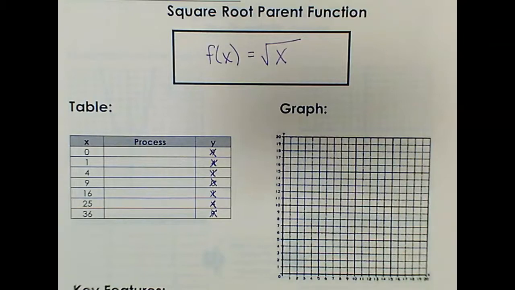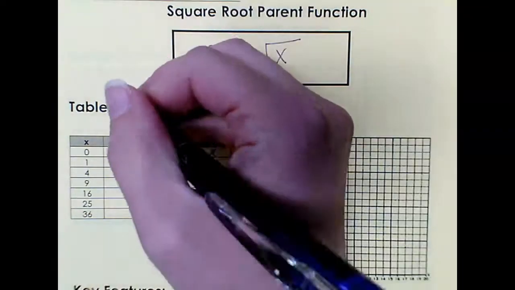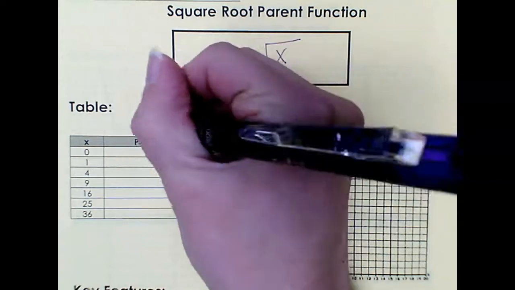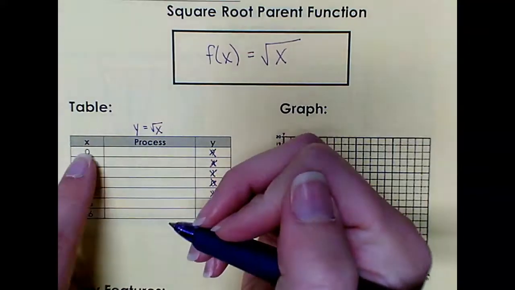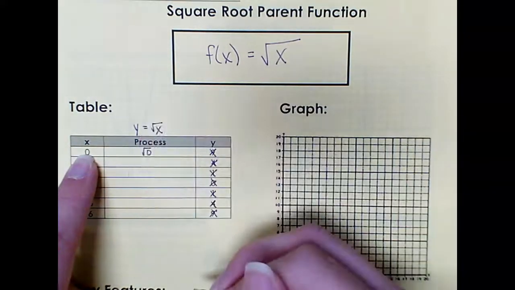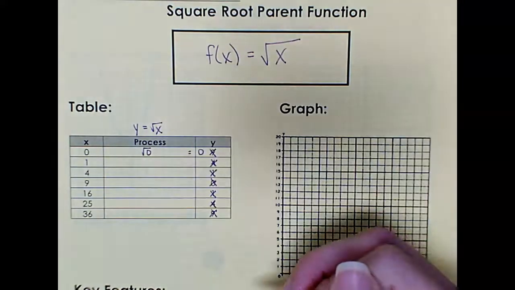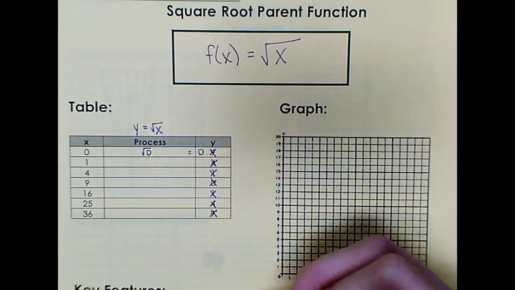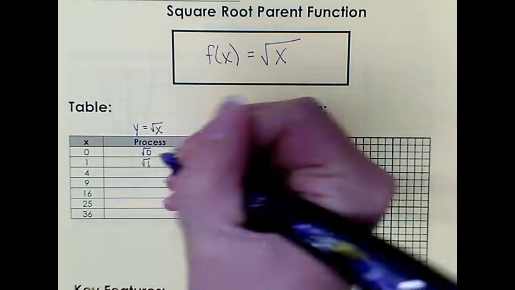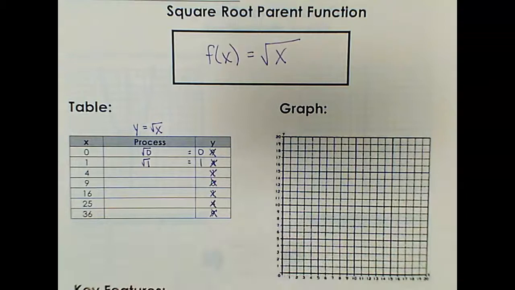So in order to find the y values for this list of x's that I've supplied you with, you need to do the process. The process is the square root parent function. All the y values will equal the square root of the x value. So here, if I take an x value of 0 and I square root it, well, the square root of 0 is 0. My y equals the square root of x. Same thing for the next one. If I square root my x value of 1, the square root of 1 is 1.